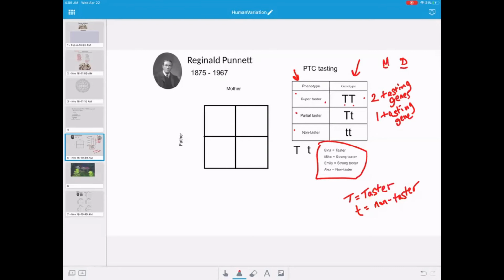Now, in the case of the non-taster, you have 0 tasting genes. So you're just missing the section of DNA.